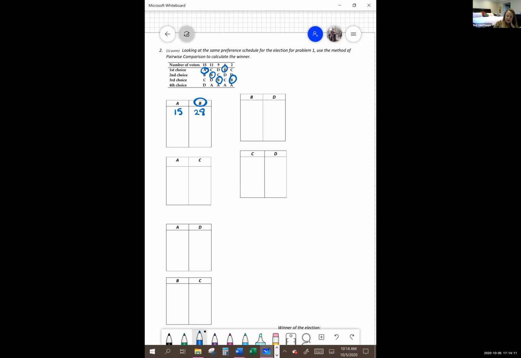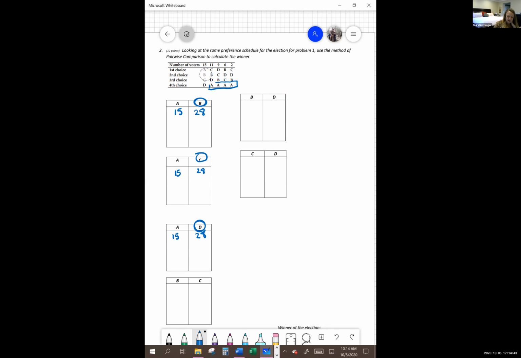So we have to do the same thing with A and C. The thing is, A is always the winner for the first one, 15. They're always going to have 15. And the other person that we're ranking them against is always going to be ahead of them for the other places, right? And so we can put 28 in here, 28 in here. So C wins, D wins.